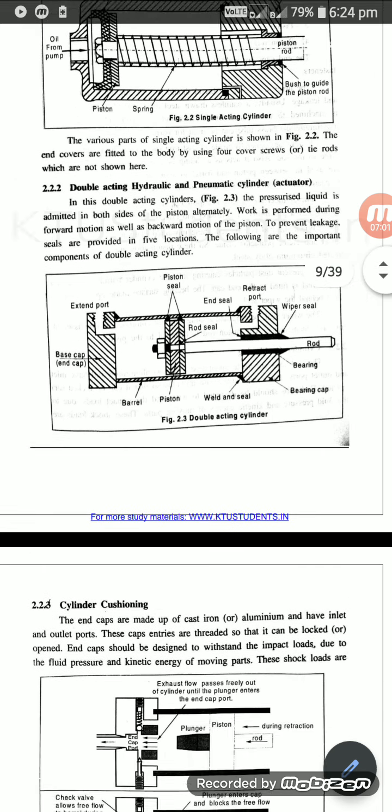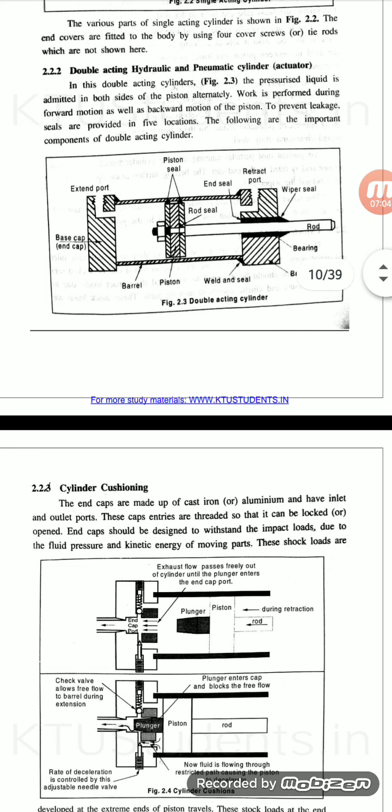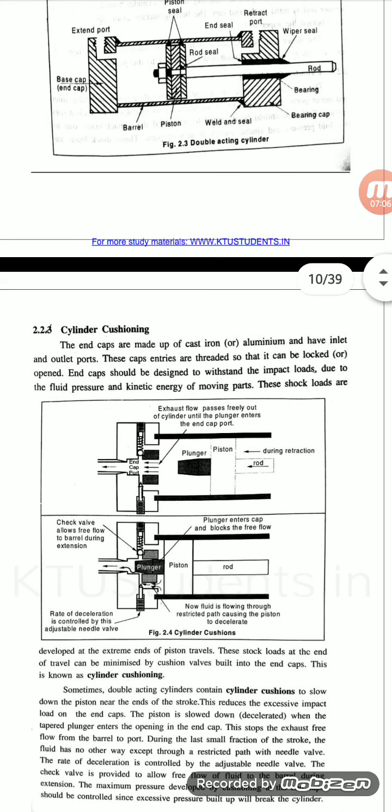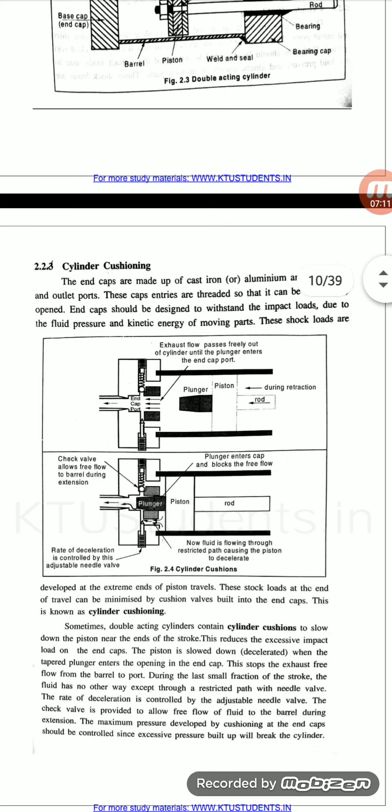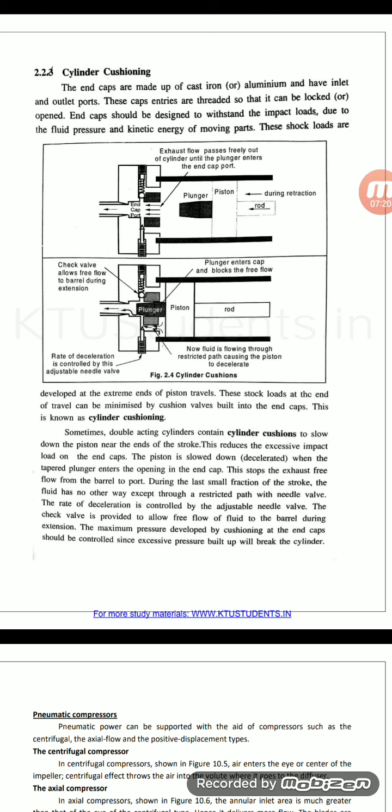Okay, the next, cylinder cushioning. The end caps are made of cast iron or aluminum. Okay, a cylinder cushion mainly exhausts the flow, letting it pass freely out of the cylinder until the plunger enters the end cap port.